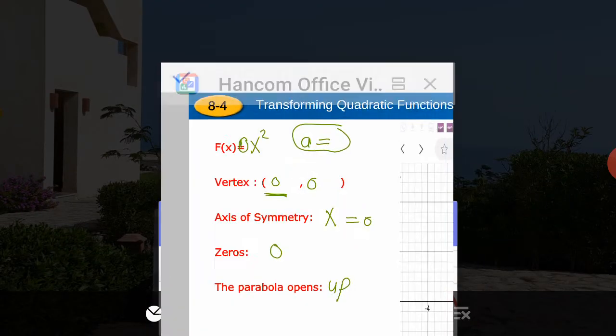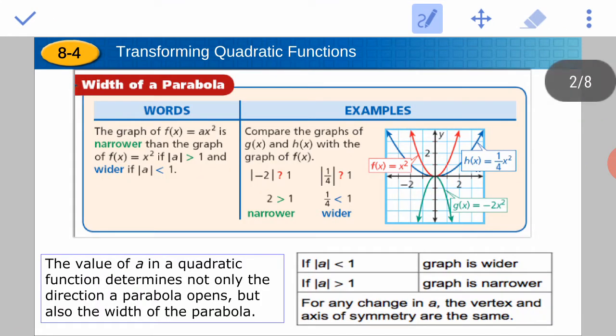So now, guys, in conclusion, we need to make a rule. The rule is, if this number a in front of x squared is less than 1, you would see a wider graph. And if this number is greater than 1, you would see a narrower graph.